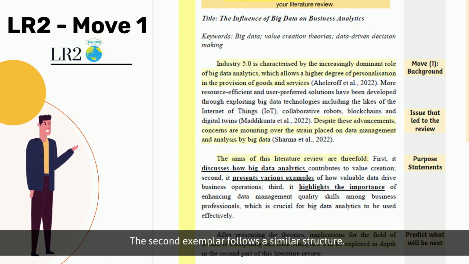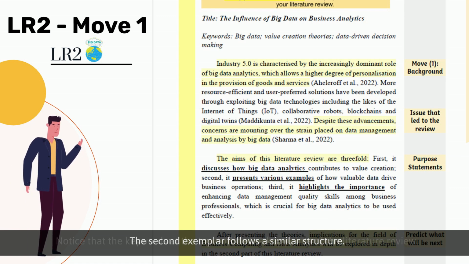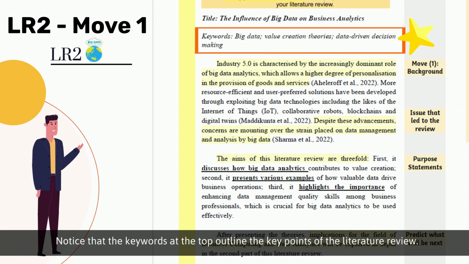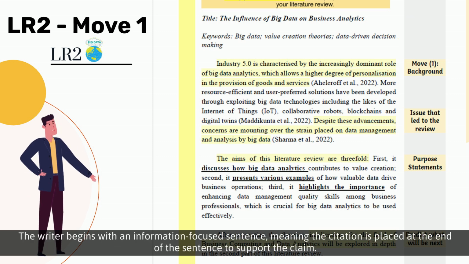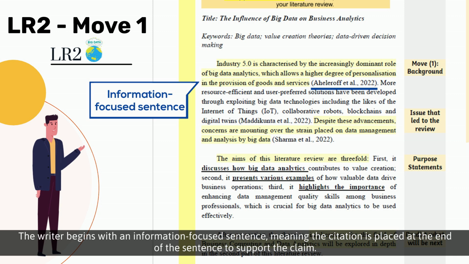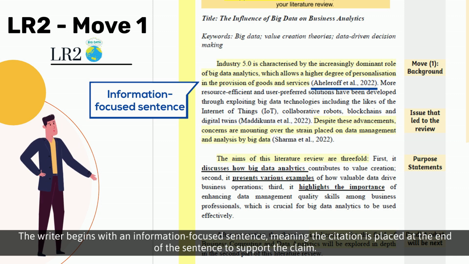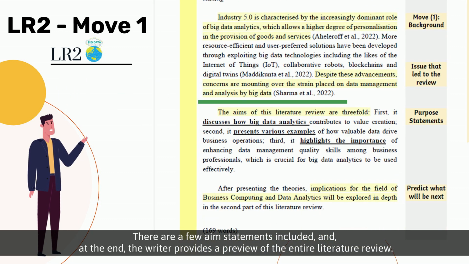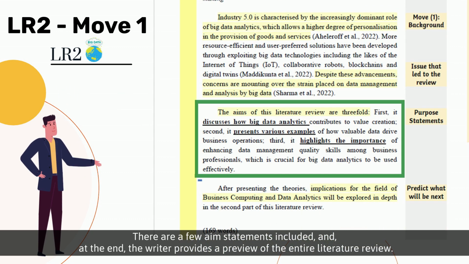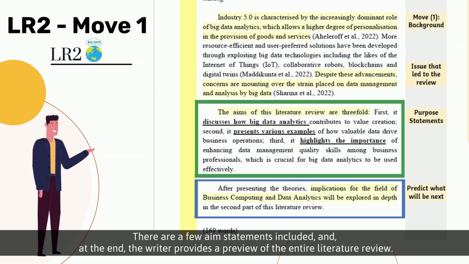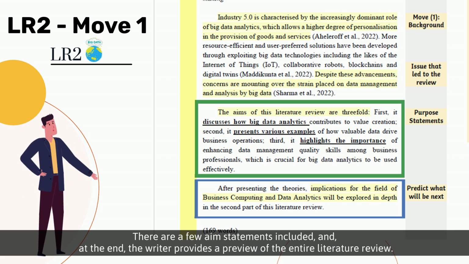The second exemplar follows a similar structure. Notice that the keywords at the top outline the key points of the literature review. The writer begins with an information-focused sentence, meaning the citation is placed at the end of the sentence to support the claim. There are a few aim statements included, and at the end, the writer provides a preview of the entire literature review.